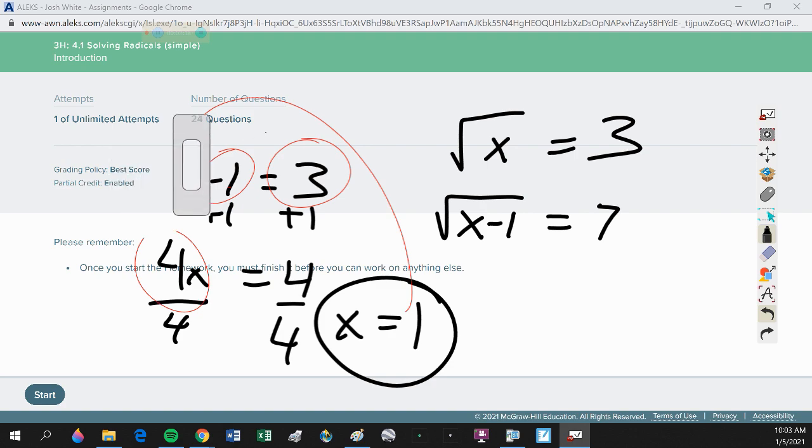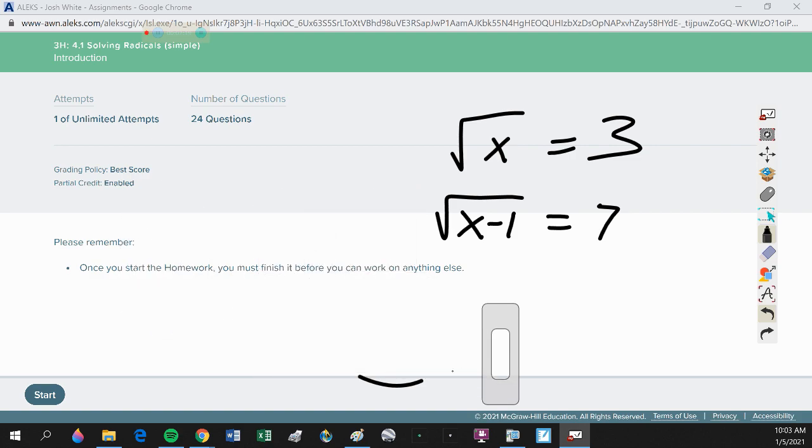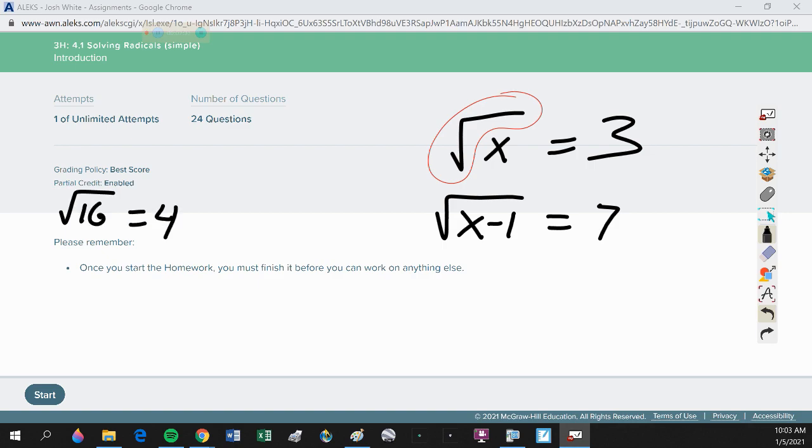So we're going to use the same basic idea here, but what is the opposite of a square root? So if I did the square root of 16 is 4, it's an exponent like that. So the opposite of a square root is a squared, which is why we call it a square root, because the opposite is a squared.